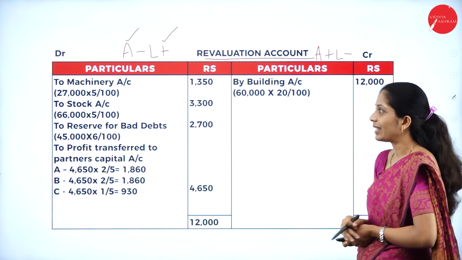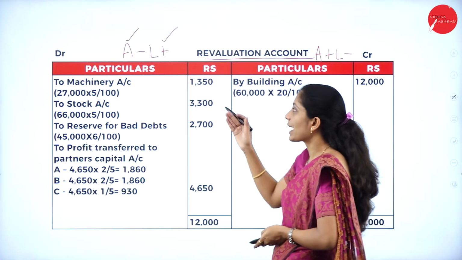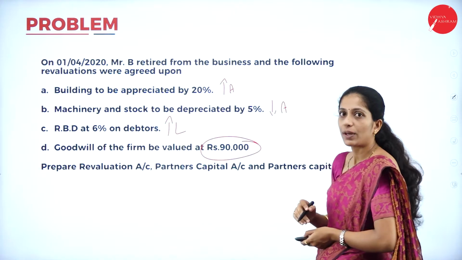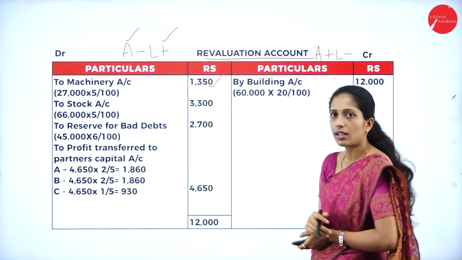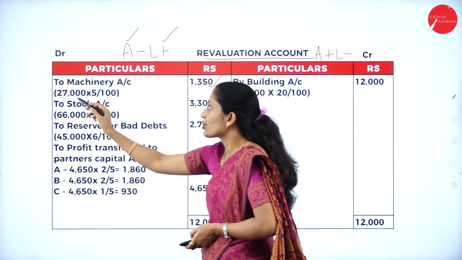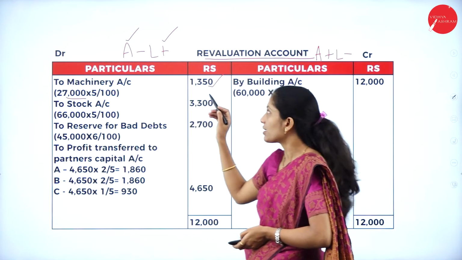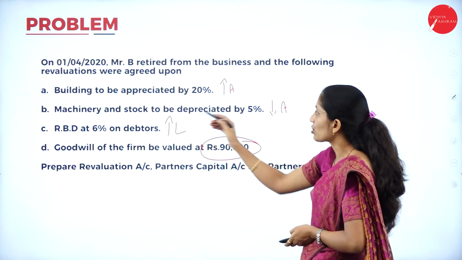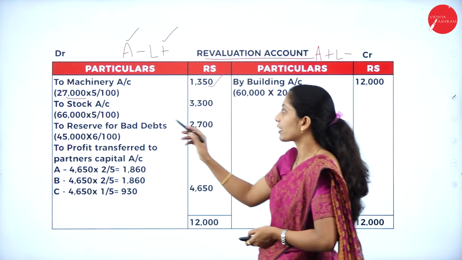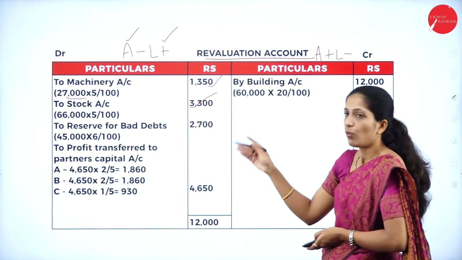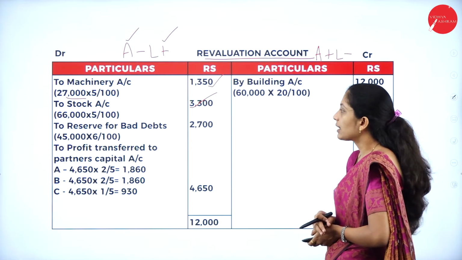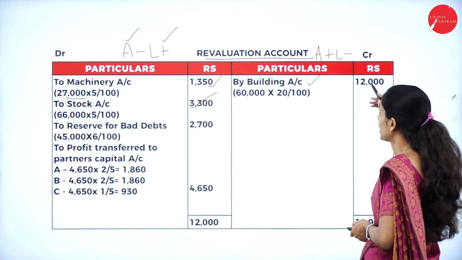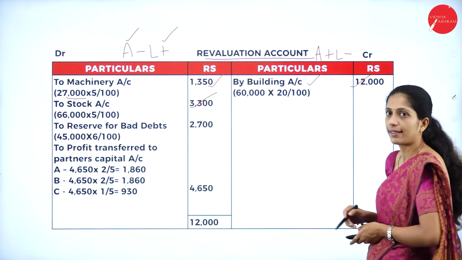Whereas in the credit side, if any assets have increased and liability have decreased, you are going to record in the credit side. Now here also machinery has decreased, right? So where do you record? In the debit side. You will record the value, 27,000 into 5%, so you will get 1,350. In the same way, stock has decreased by 5%, so you will record stock 3,300, value into percentage. In the same way, here building has appreciated. So where do you record? In the credit side. When you calculate, you will get 12,000.